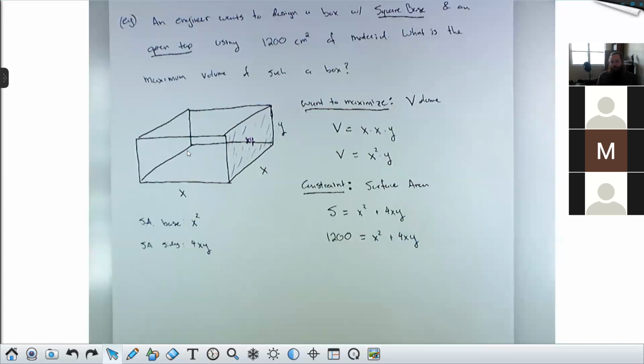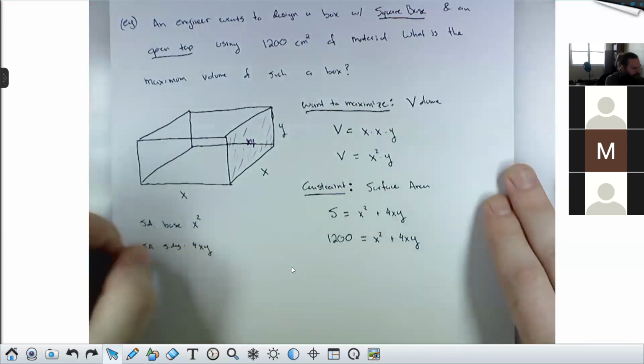Who remembers how we do these? You solve for one equal to either x or y. Yeah, I got to solve this for either x or for y. Now, since this has both an x squared and an x, it's going to be easier to solve for y. The y just appears here and only in one place. So I can solve this for y. Let's solve the constraint for y.